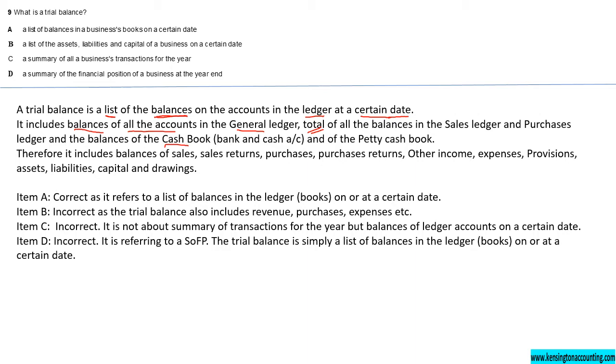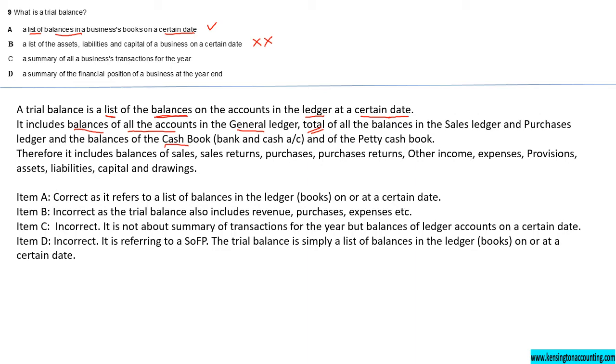Item A is talking about a list. It's talking about balances, and it's also talking about a particular date, a certain date. Therefore, it seems to be the correct answer. Item B is talking about a list of assets, liabilities, and capital. So this is wrong because it's not referring to income and expenses, whereas a trial balance also includes income and expenses over and above assets, liabilities, and capital.